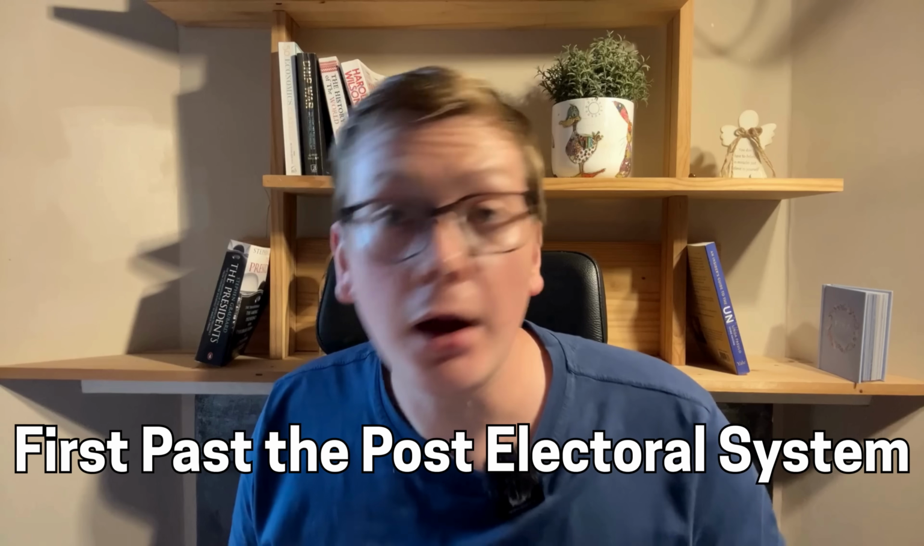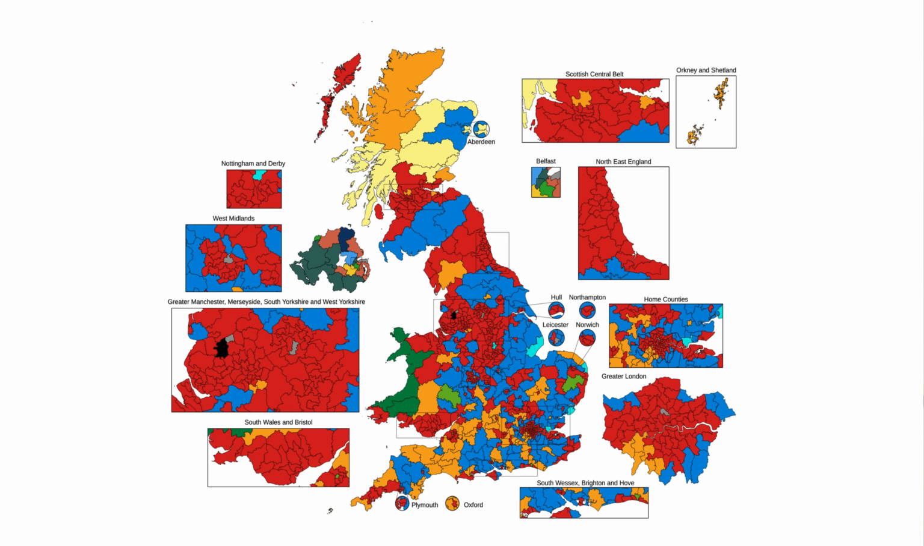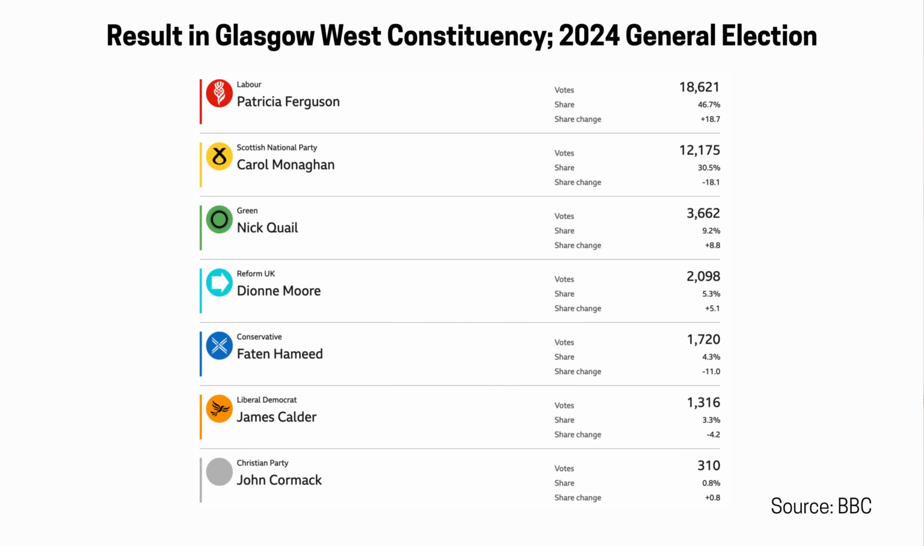The House of Commons is a democratically elected chamber with 650 members of parliament, or MPs. These MPs are elected with a first-past-the-post electoral system, wherein the UK is divided into 650 constituencies that each elect the member who receives the most votes at the general election, even if they don't earn a majority. For example, during last year's general election, I lived in the constituency of Glasgow West. In this constituency, Patricia Ferguson from the Labour Party won the election and became my new MP, despite having more votes cast against her than for her.